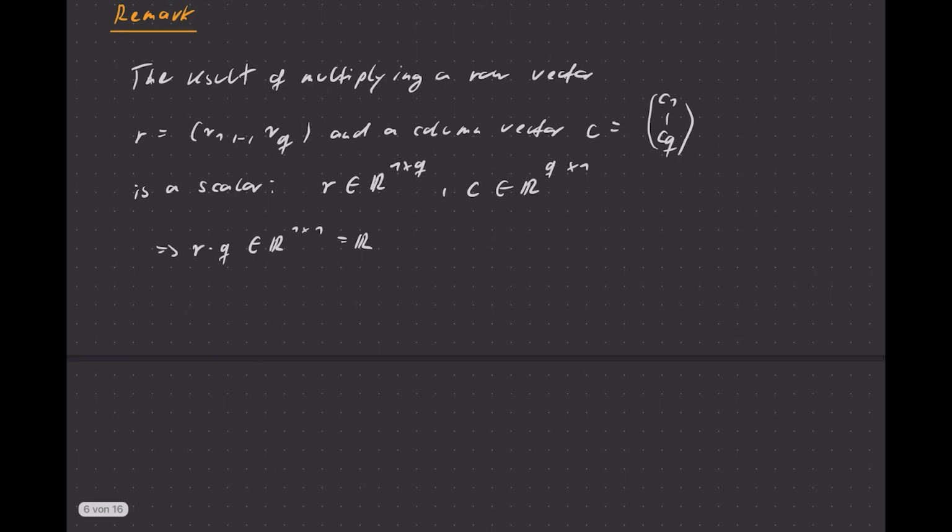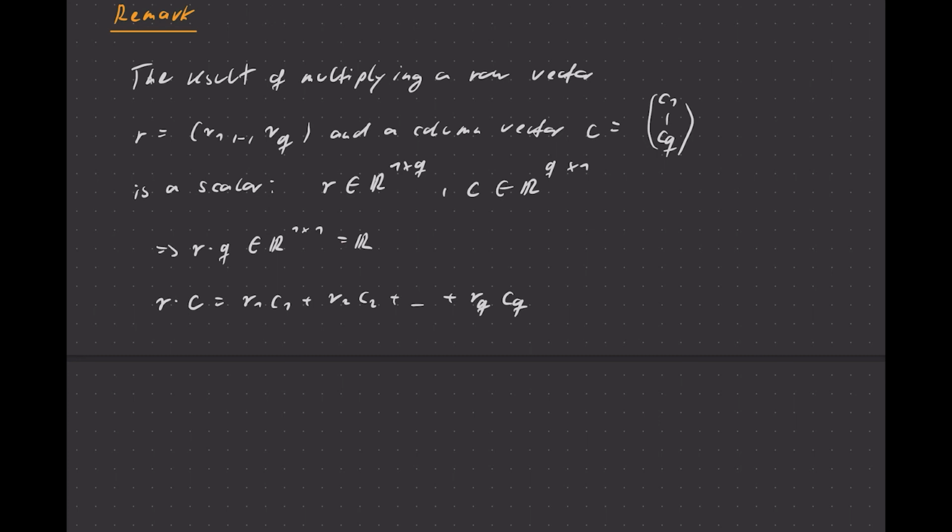So what this result is here, if we multiply R by C, what we get is R1C1 plus R2C2, and so on, up to RQCQ. Okay, so basically it's one element of our matrix multiplication we obtain this way. So that is a very special case, as I said.